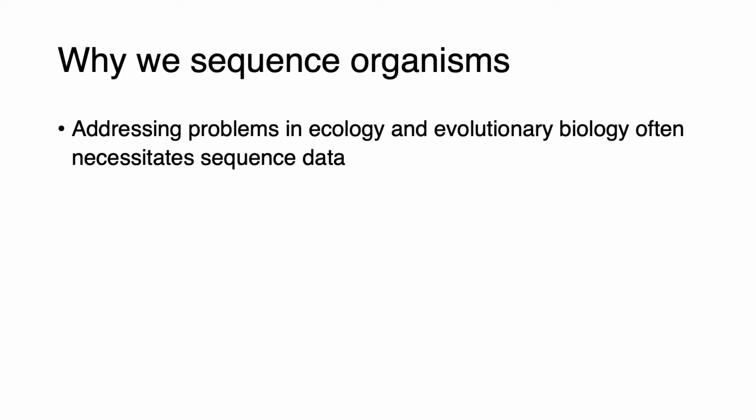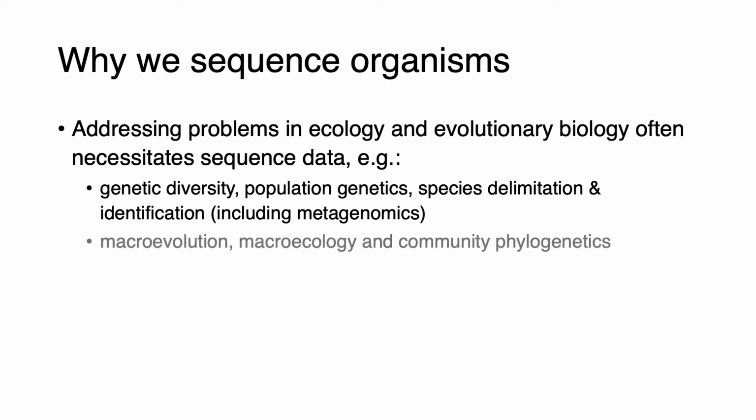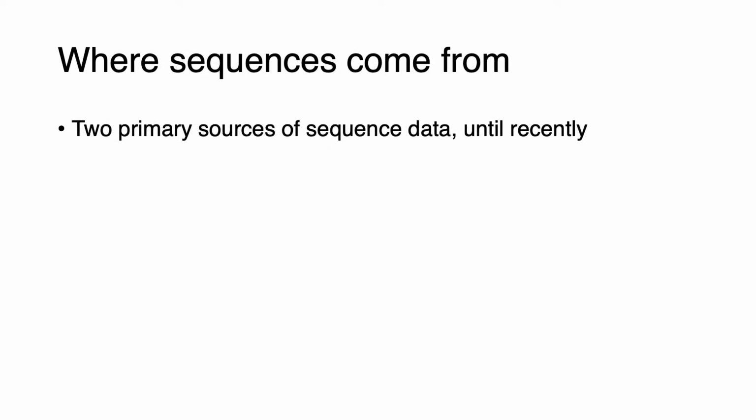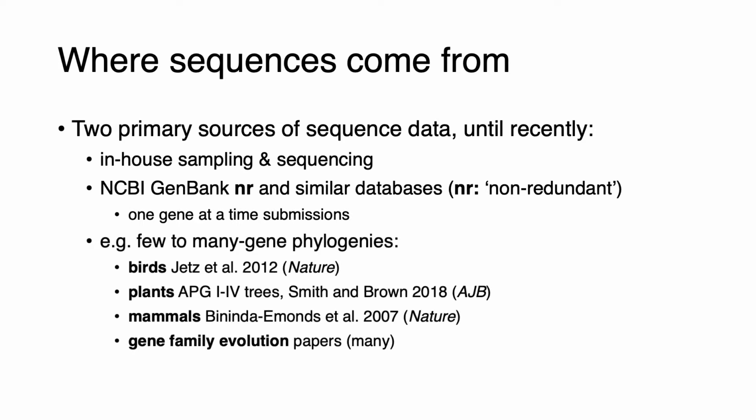Problems in ecology and evolutionary biology often necessitate sequence data. We use it to study genetic diversity, population genetics, species delimitation, and identification. This data is also critical in macroevolution, macroecology, community phylogenetics, as well as quantitative genetics and development. Until recently, there were two primary sources of sequence data: in-house sampling and sequencing, and low-throughput sequences deposited in public databases like GenBank, often as a result of studies aiming to understand the evolutionary relationships between organisms or genes.